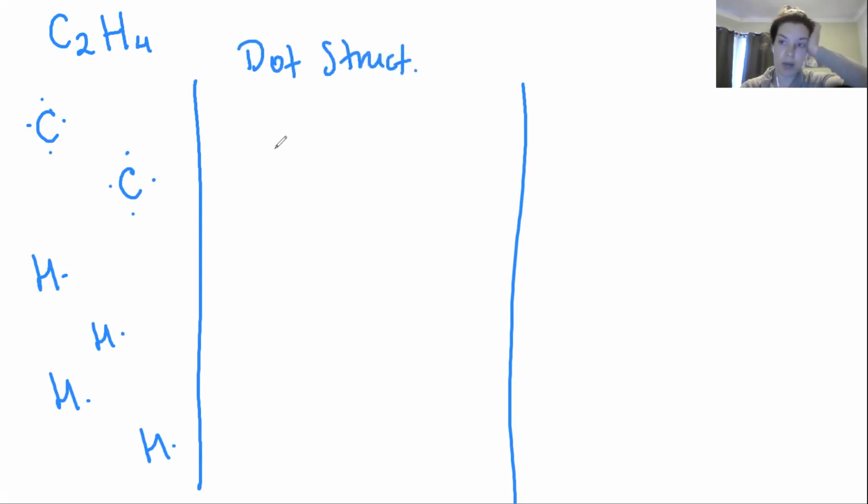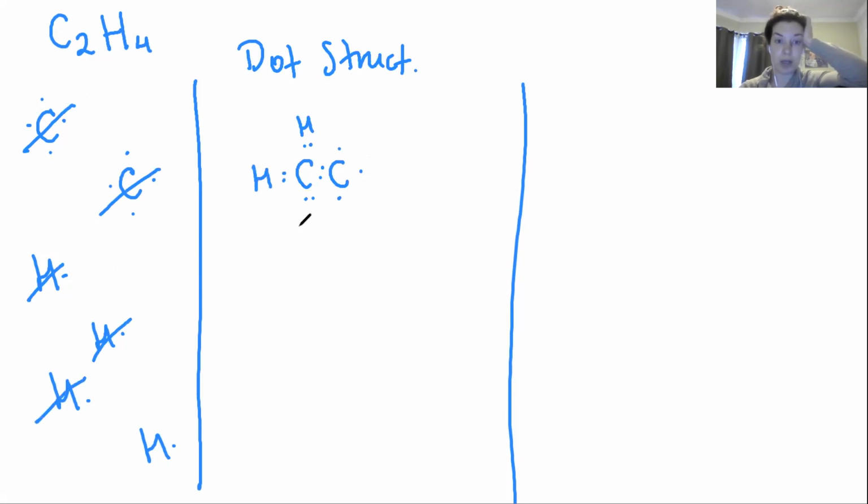For my dot structure, I'm going to start the same way I did for my previous molecule with my carbons, and I'm going to connect my carbons to each other. Okay, so there's my first carbon, done. Let me draw my second carbon, done. I connected them the same way. Nice, so far so good. And now I'm going to start connecting hydrogens. So this first hydrogen, I'm going to connect here, sharing electrons, happy, happy. Second hydrogen, I'm going to connect there, sharing electrons. Third hydrogen, I'm going to connect here, happy, happy. And then fourth hydrogen, I'm going to connect here.